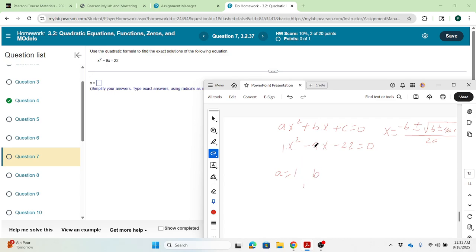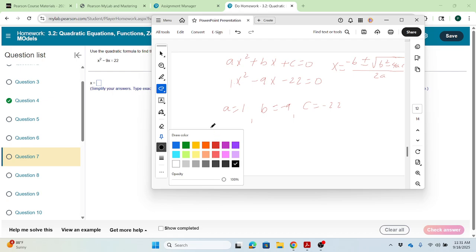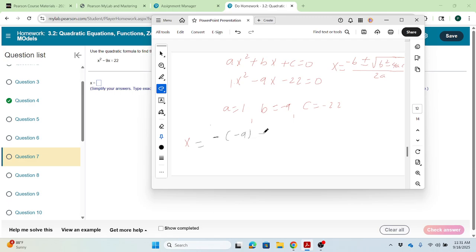The value of b is the number in front of x, which in this case is negative 9, and c is the constant, which is negative 22. So if you want to use this formula, the value of x is negative b, which is negative 9, plus or minus the square root of b squared, which is negative 9 squared, is 81, minus 4 times a times c, which is negative 22, divided by 2 times a. A is 1, so it doesn't matter.